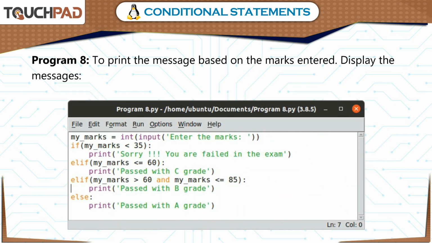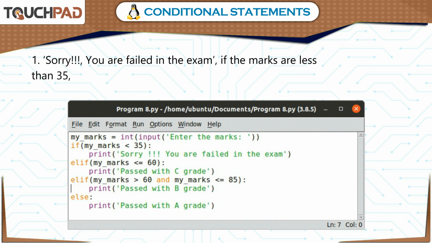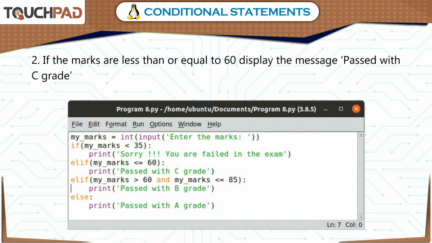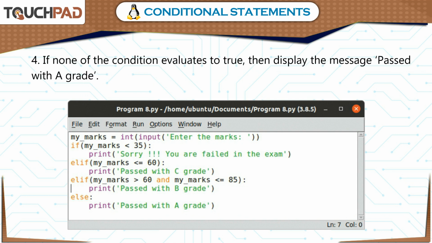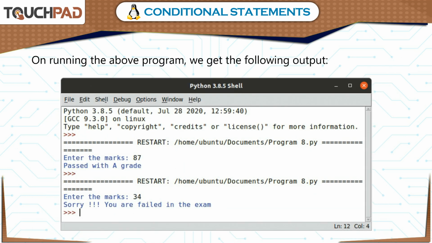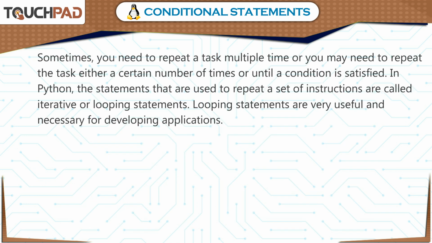Program 8. To print the message based on the marks entered. Display the messages. First, Sorry, you are failed in the exam if the marks are less than 35. Second, if the marks are less than or equal to 60, display the message passed with C grade. Third, if the marks are greater than 60 and less than or equal to 85, display the message passed with B grade. Fourth, if none of the conditions evaluates to true, then display the message passed with A grade. On running the above program, we get the following output.